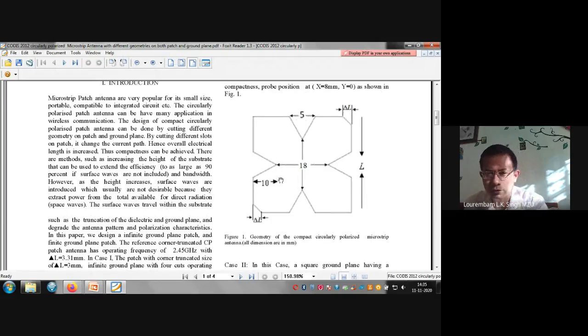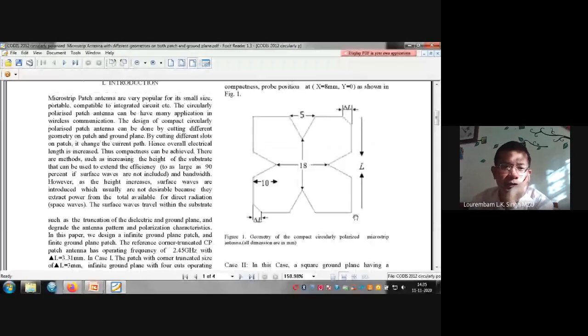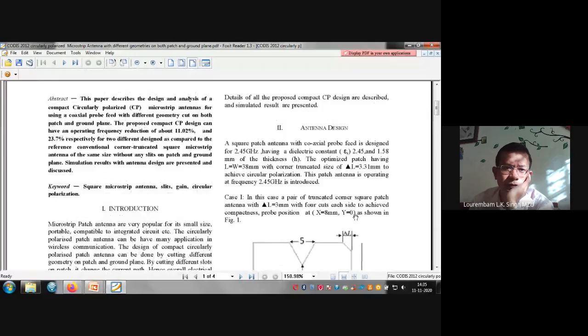This is also one that some of our students prepared. We have the circularly polarized antenna with this kind of cuts. We have made them on the patch itself. Then we can obtain quite good reductions of around 23.7%.